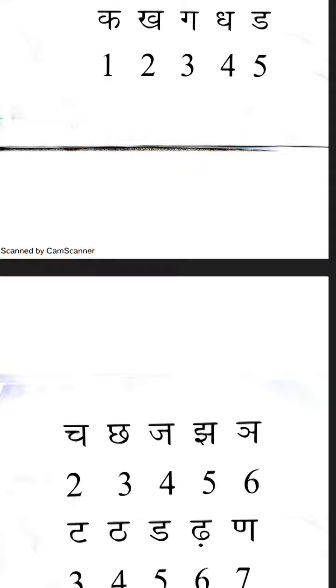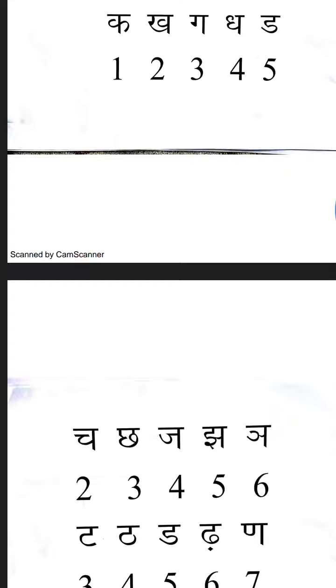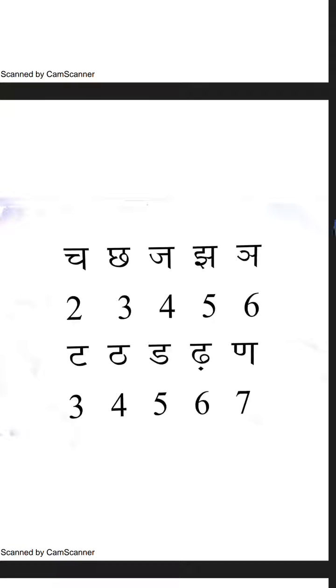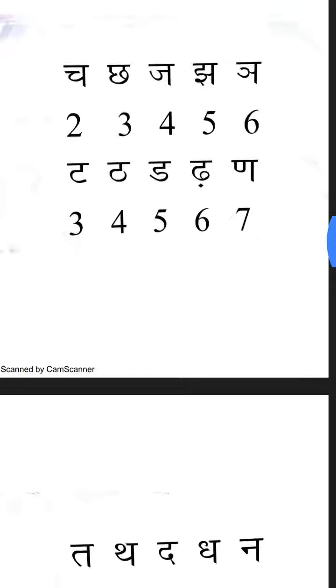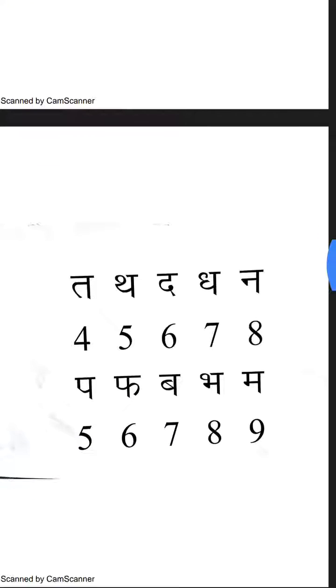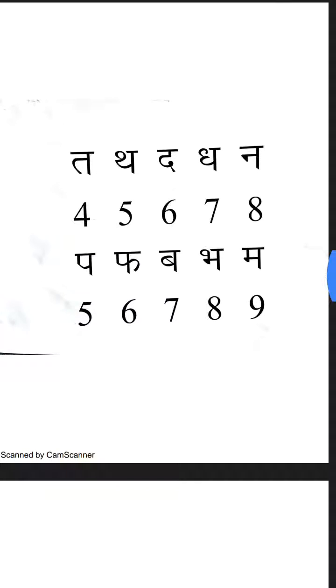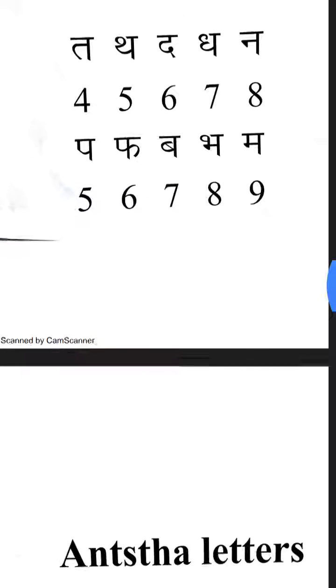The first row, Ka, Kha, Ga, Gha, Nga, gets sequentially associated values 1, 2, 3, 4, 5. The second row is having association of values 2 to 6. Third gets association of values 3 to 7. Fourth gets association of values 4 to 8. And fifth gets association of values 5 to 9.